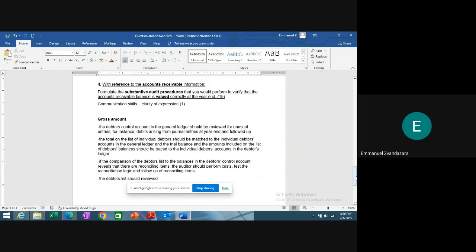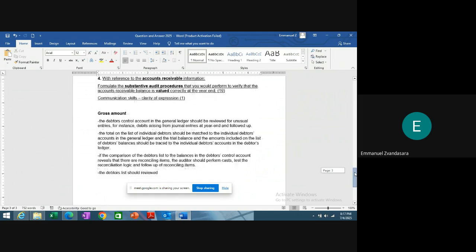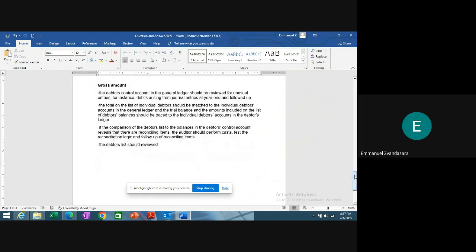So when we are asked to deal with substantive procedures, obviously in the question they will tell us to perform or formulate substantive procedures on this specific assertion with regards to a class of transaction or an account balance. So when we are formulating this, we are sure that we are formulating substantive procedures with regards to the valuation of the accounts receivable balance. Okay, so that is it. So we don't need to mention any assertion here. So now they're saying the data list should be reviewed for credit balances.